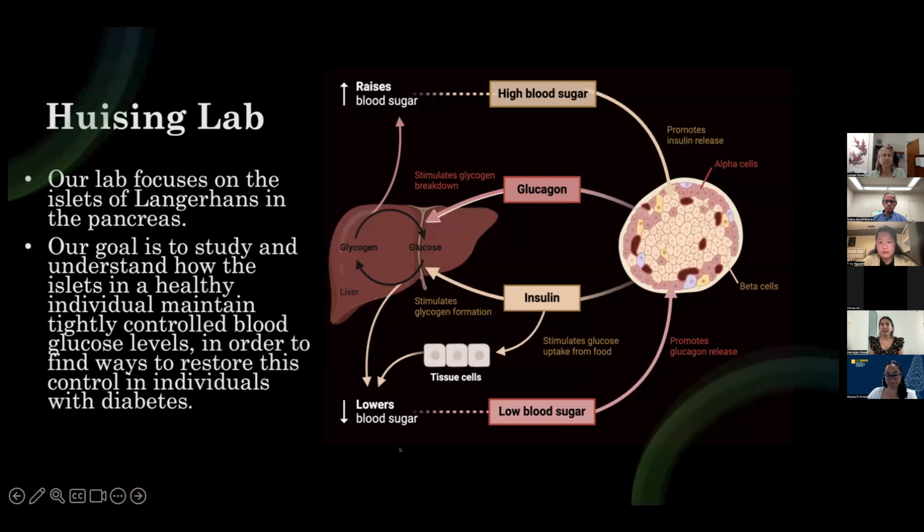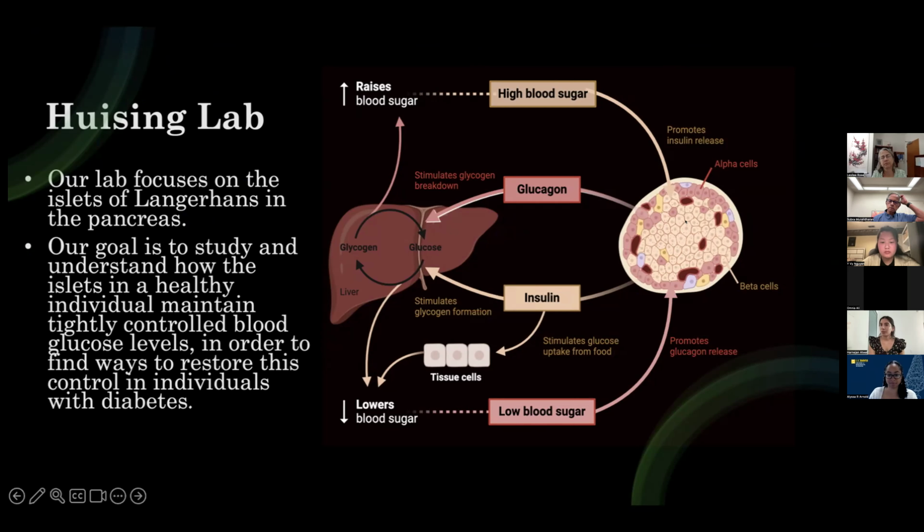For the background, our lab focuses on the islets of Langerhans in the pancreas. There are three main cells of the islets that we study, the first one being the beta cells. Beta cells produce insulin, and insulin works to lower blood glucose levels by promoting glucose uptake and also storing that glucose in tissue cells. The second cells that we study are the alpha cells.